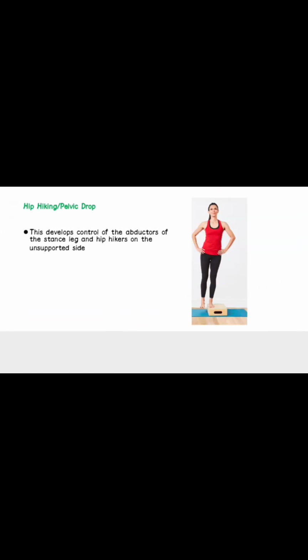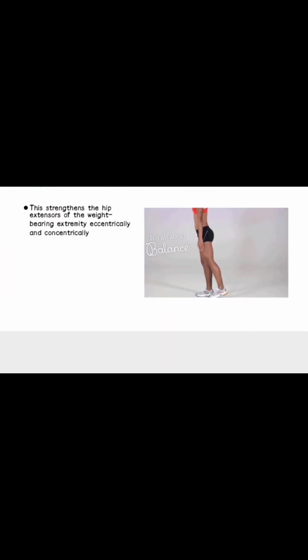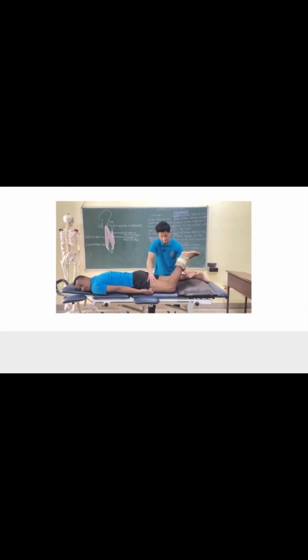दिस डेवलप्स कंट्रोल ऑफ अबडक्टर्स स्टांस, लाइक हम हिप हाइकिंग वगैरह कर सकते हैं. Partial squats, mini squats, step up, step down, single leg deadlift, partial full lunges, open and active for knee, hamstring curls हो सकता है. इतना ही था.